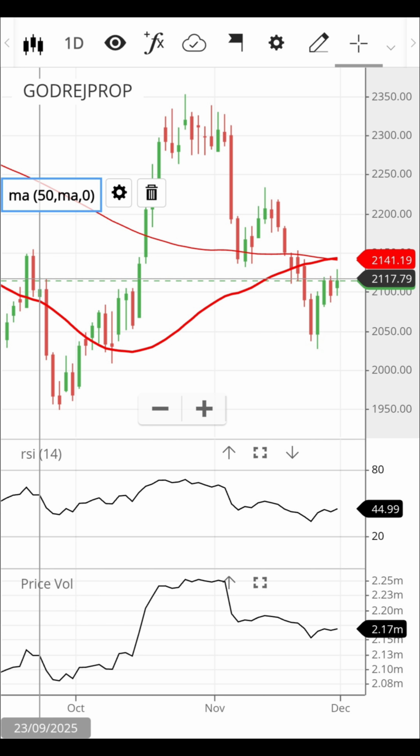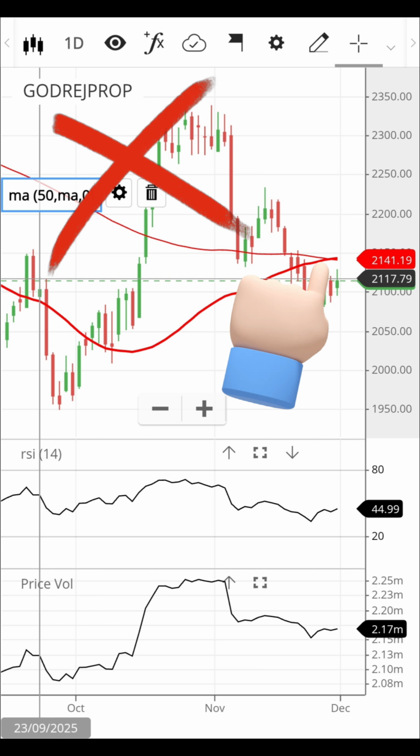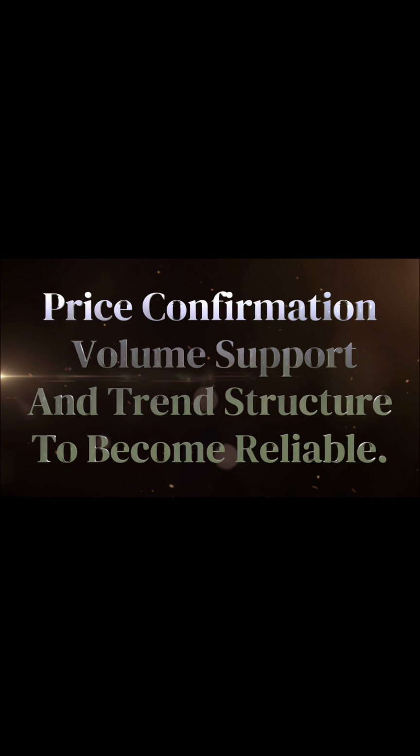This example teaches an important lesson. A golden crossover alone is not a buy signal. It needs price confirmation, volume support, and trend structure to become reliable.